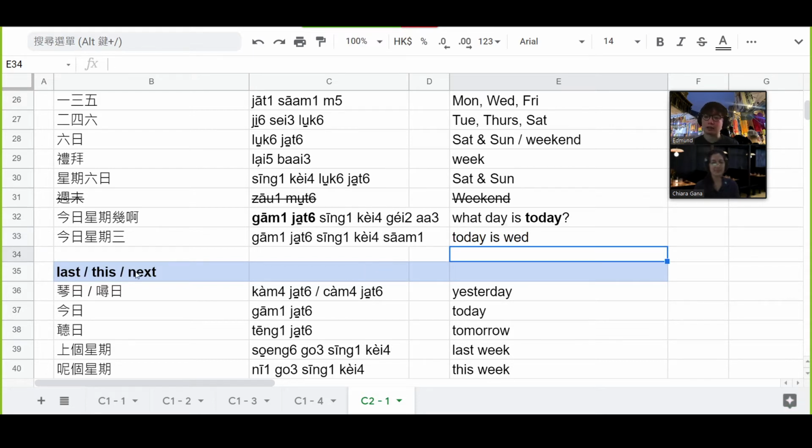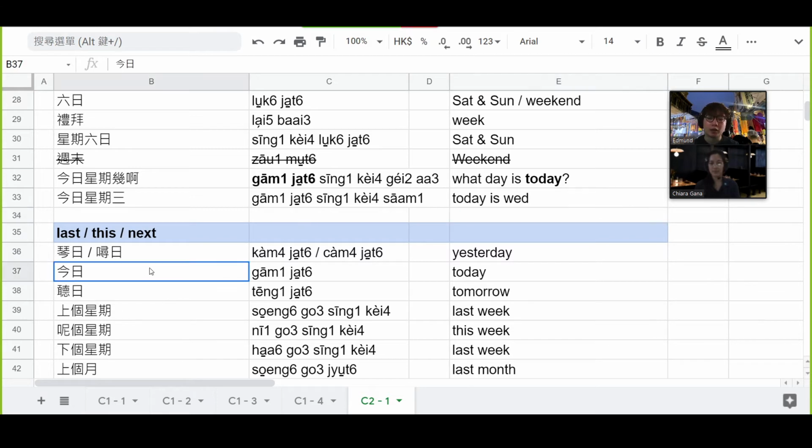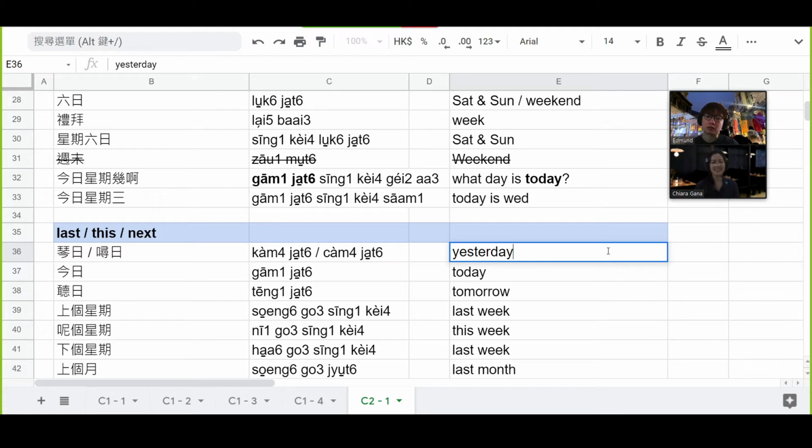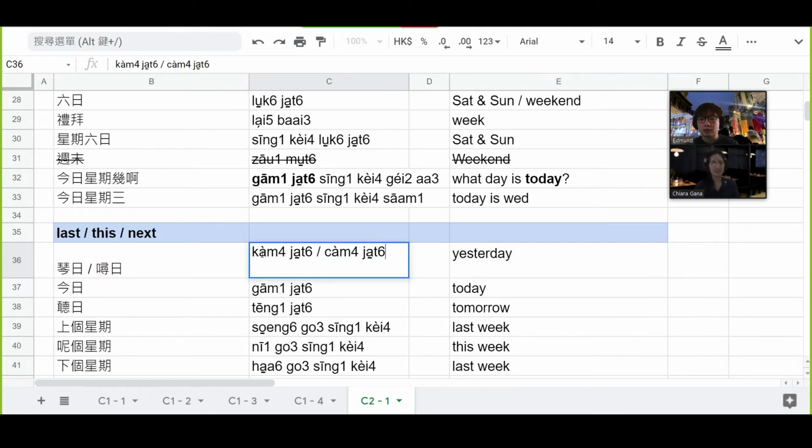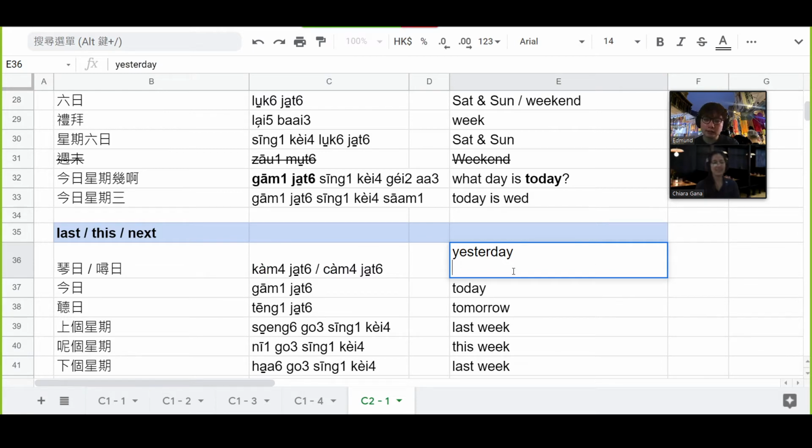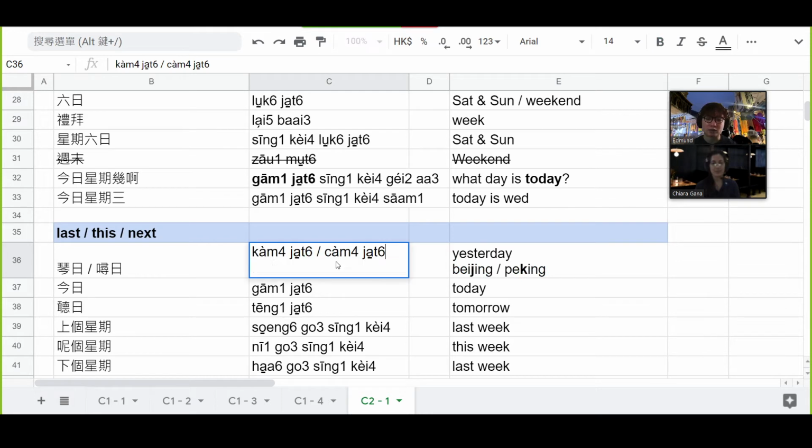So we just used a few of them already. 今日 is today. And yesterday is 琴日 or 尋日. This K and this Z sound in Cantonese are somehow related, just like the place name Beijing, whose older name is something like Peking. The K and the J are like that. So a similar relationship. But I don't know why these two survive in Cantonese.